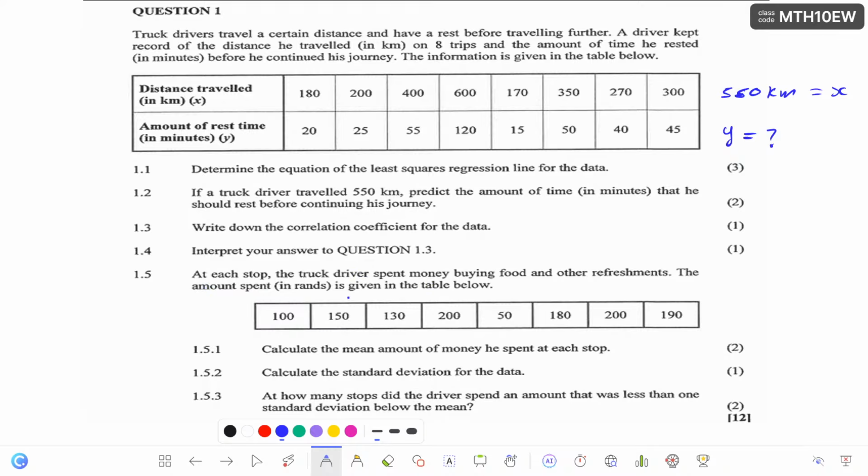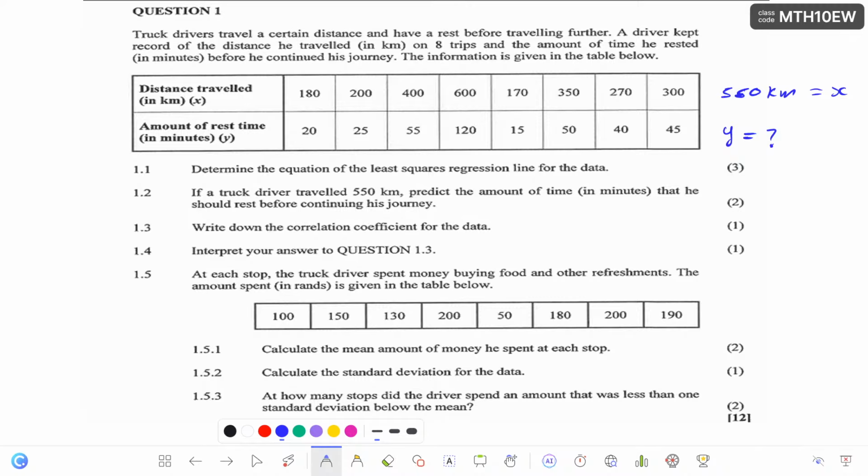1.5: at each stop, the truck driver spent money buying food and other refreshments. The amount spent in rands is given in the table below. Calculate the mean amount of money he spent at each stop. First of all, to get our mean, you can either use a calculator or just calculate. But let's use a calculator, because the second question is going to ask for the standard deviation, which is 1 mark. So to get our answer, we use a calculator.